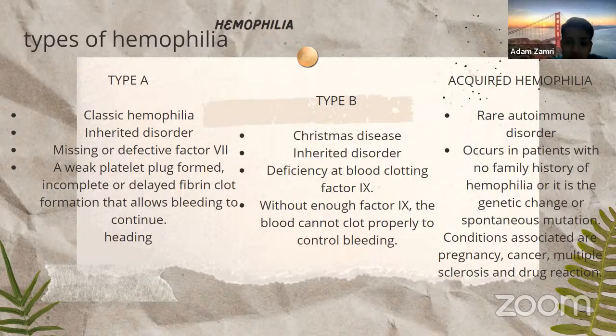It is a rare autoimmune disorder characterized by bleeding that occurs in patients with no family history of hemophilia. It can be caused by a genetic change or a spontaneous mutation. Autoimmune disorders occur when the body's immune system mistakenly attacks healthy cells and tissue instead of attacking the pathogen. Other conditions associated with acquired hemophilia are pregnancy, cancer, and drug reaction. Next slide.